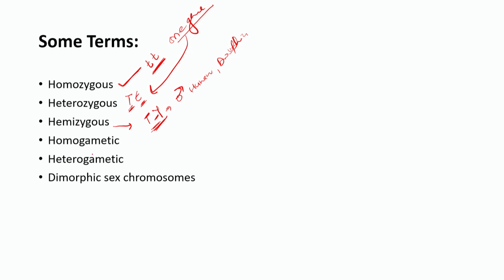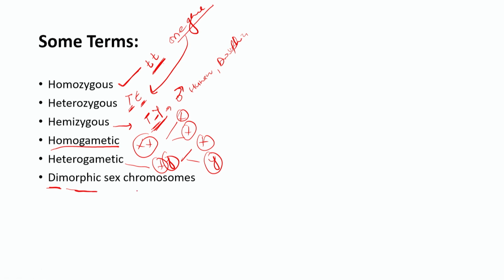Now, homogametic means an organism which produces all gametes of the same type, right. Like XX, so all the gametes are X. Heterogametic, like XY, right. When it produces gametes, you will have X as well as Y. So, this is heterogametic. And then dimorphic sex chromosomes. Dimorphic: di means two, morphic means shape. So, you have dimorphic sex chromosomes like X and Y, because one chromosome is X and another chromosome is Y.